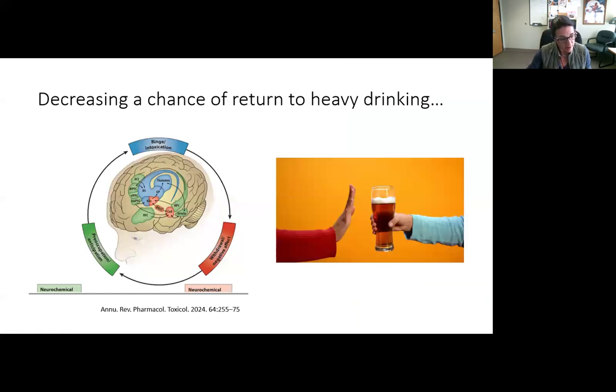Okay, so this is really the main focus of the talk: how do we decrease the chance of returning to heavy drinking? In that visit where we're helping people with the initial detox, we can be talking about this and possibly seeing them back by the end of that taper to introduce medication for relapse prevention. However, sometimes we can do that all in that visit if we're not sure that they're going to be returning. Hopefully they will.